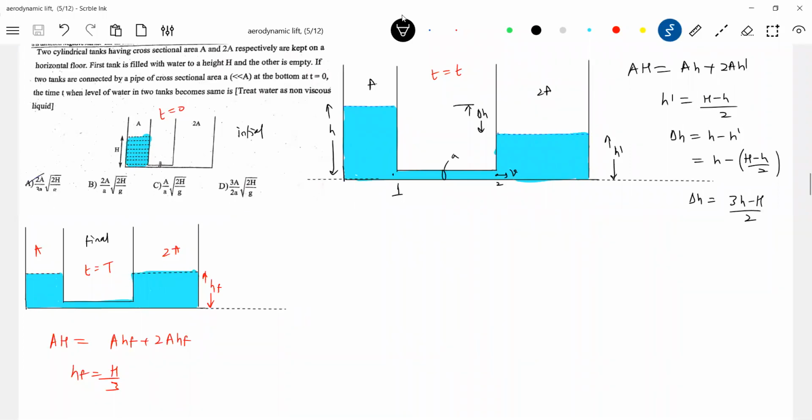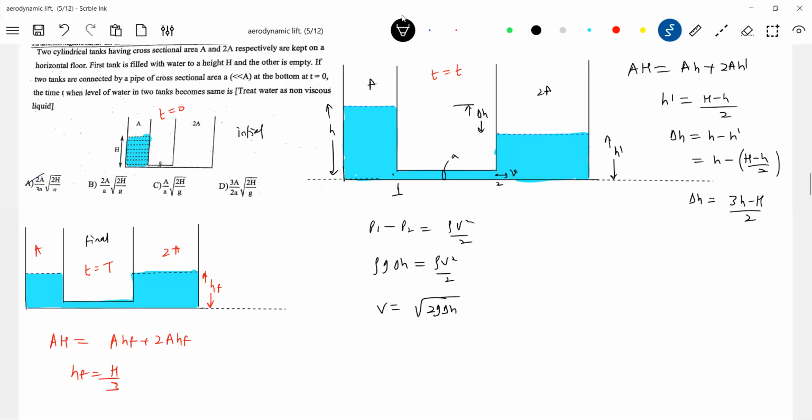So what is the pressure difference? Pressure difference P1 minus P2 should be equal to rho V square by 2. And P1 minus P2 should be rho G delta H. So V is equal to root of 2G delta H.